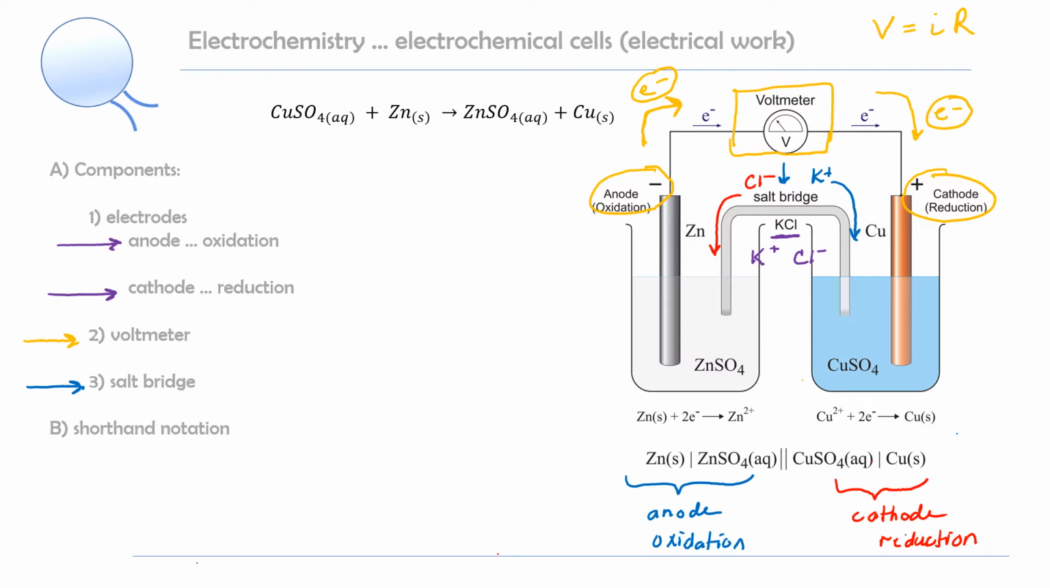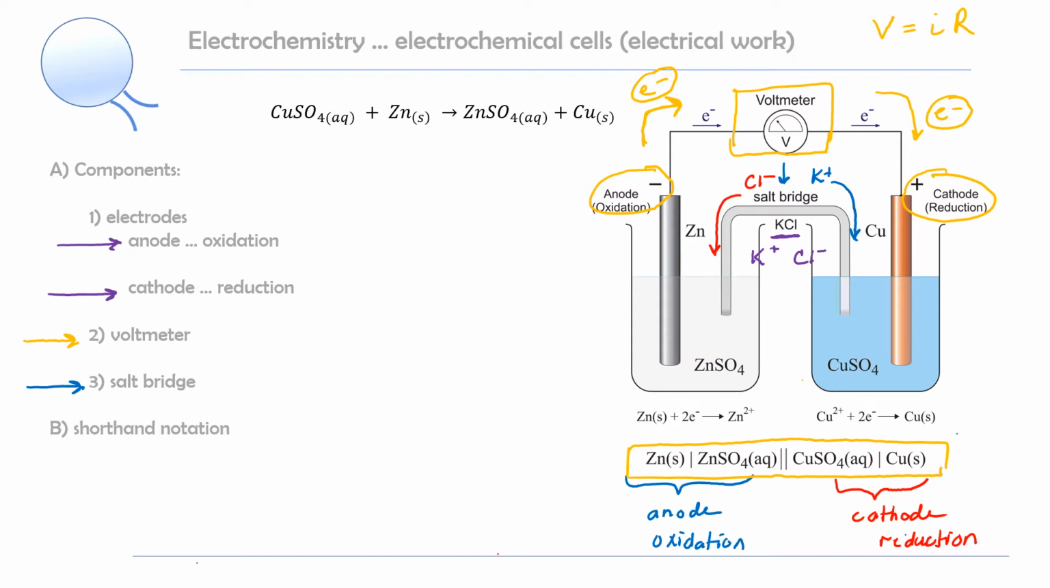Okay, one other thing you see in our diagram is what we call a shorthand notation for our electrochemical cell. Okay, so that shorthand notation equates to the diagram above. It tells us everything we need to know about what's in the electrochemical cell.